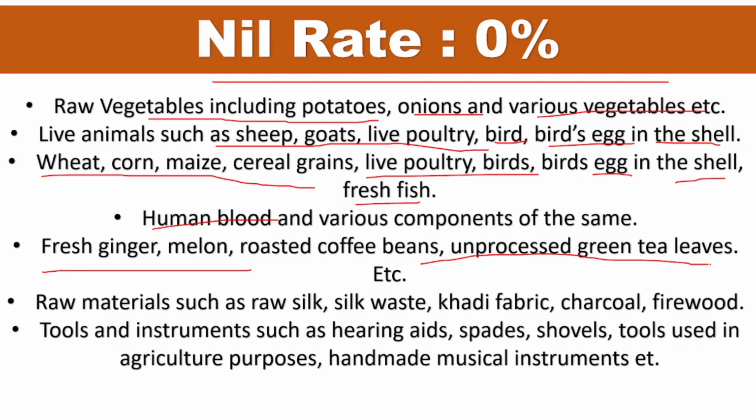Next, raw silk, silk waste, khadi fabric, charcoal, or firewood. All these things will not have any tax, that is, they are nil rated GST. Tools and instruments like hearing aids, which a person with a hearing problem uses so that they can hear something, spades, shovels, tools used in agricultural processes or handmade musical instruments, all these will not have any kind of GST.